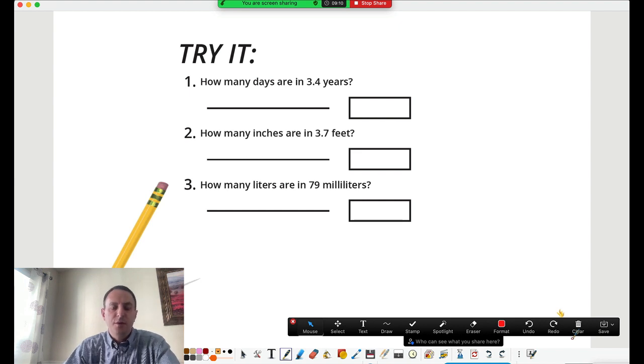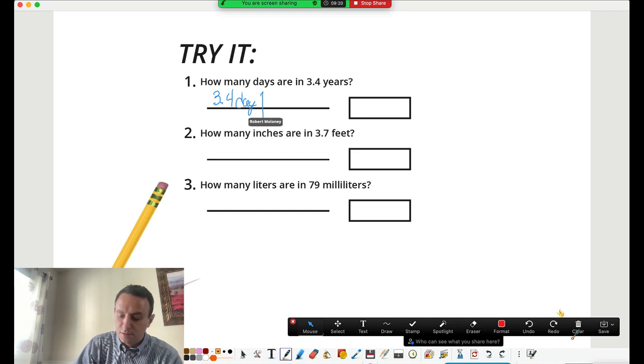How many days are in 3.4 years? So this is just like we talked about a few minutes ago. We're going to set it up at 3.4 days. And we want to get our final answer to be years. So to do that, we only really know one conversion. There are 365 days in 1 year.